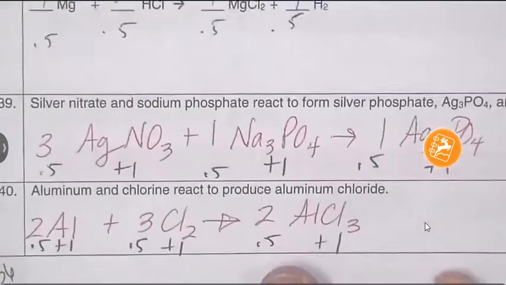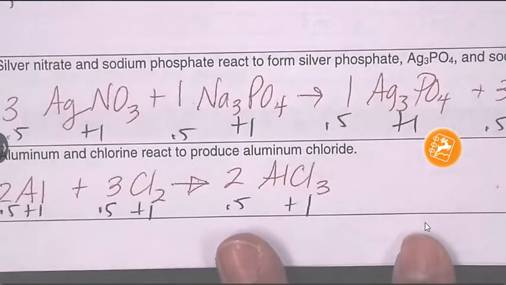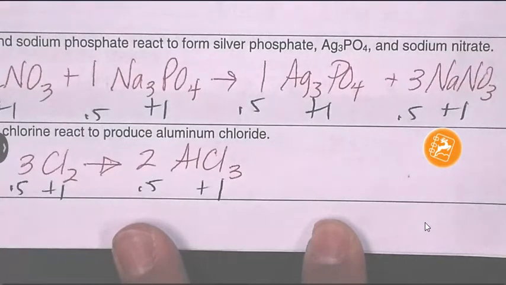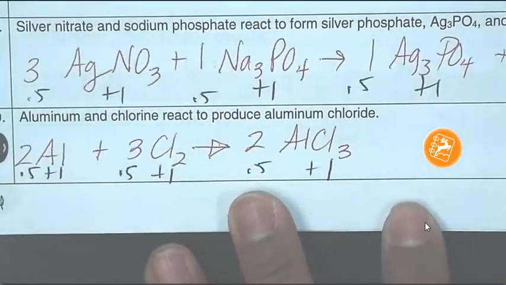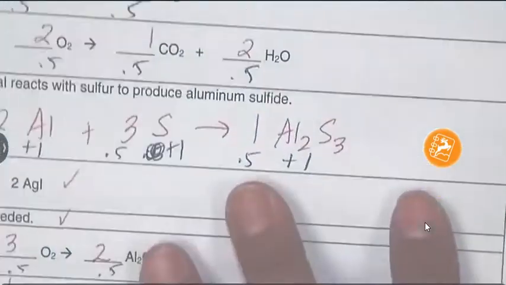39, 3 AgNO3 plus 1 Na3PO4, arrow 1 Ag3PO4 plus 3 NaNO3. And the last one is 2 Al plus 3 Cl2, arrow 2 AlCl3. So then write your score at the top out of 36.